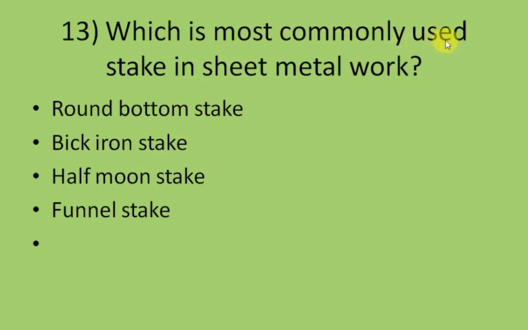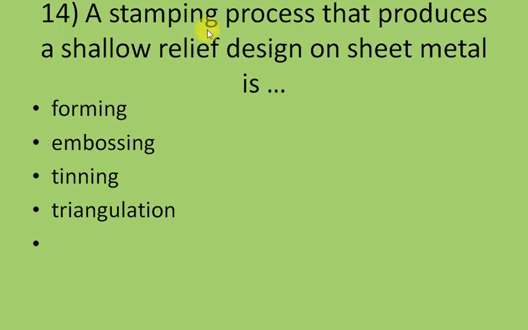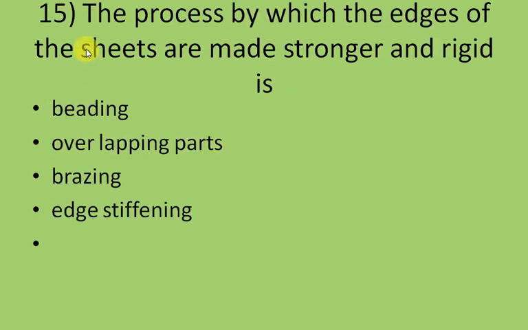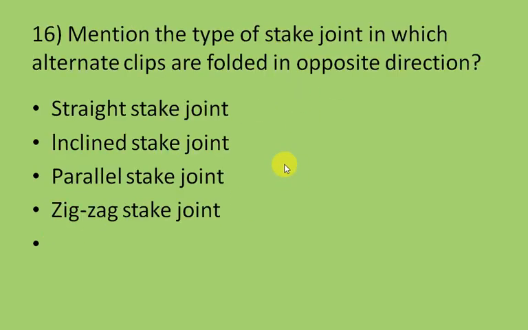Which is the most commonly used stack in sheet metal work? It is the big iron stack. A stamping process that produces a shallow relief design in sheet metal is embossing. The process by which the edges of the sheet are made stronger and rigid is edge stiffening.